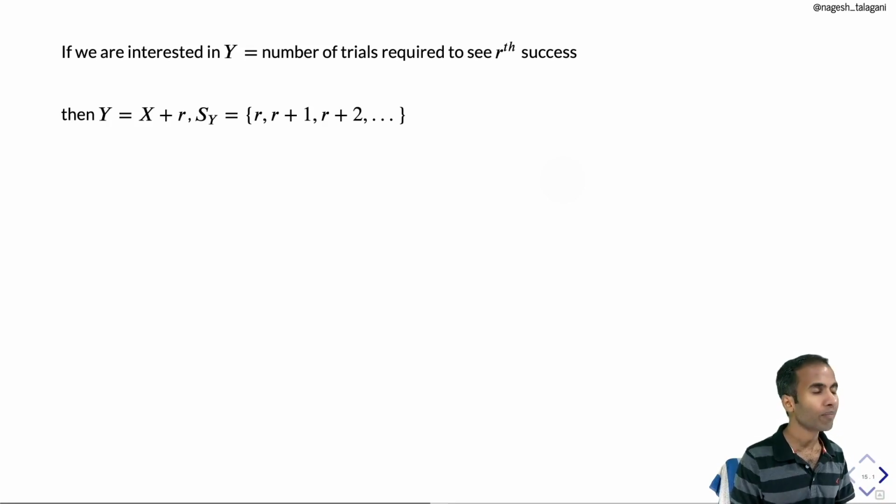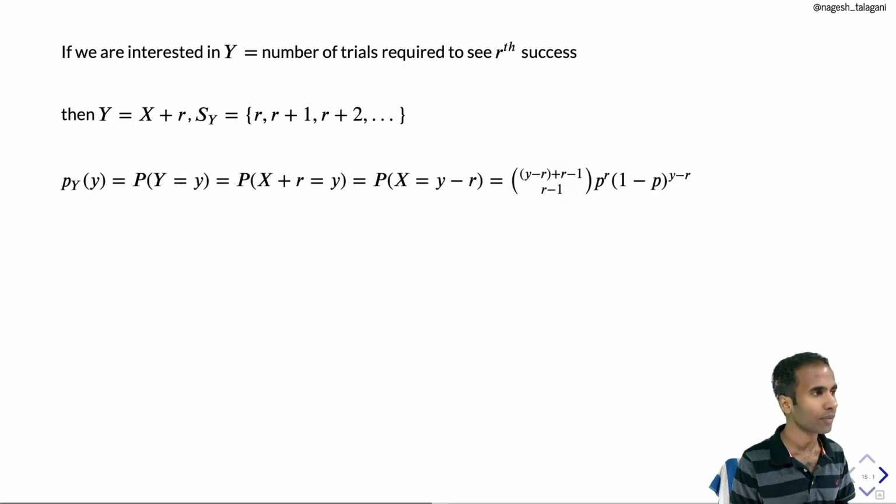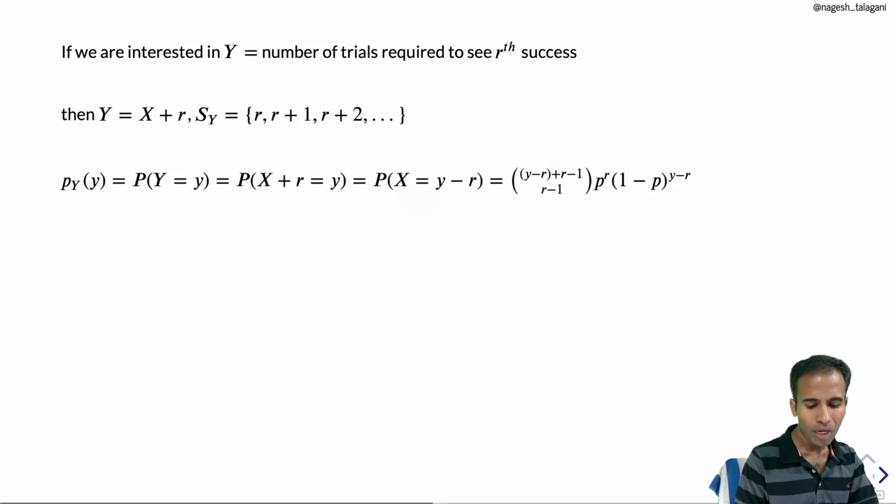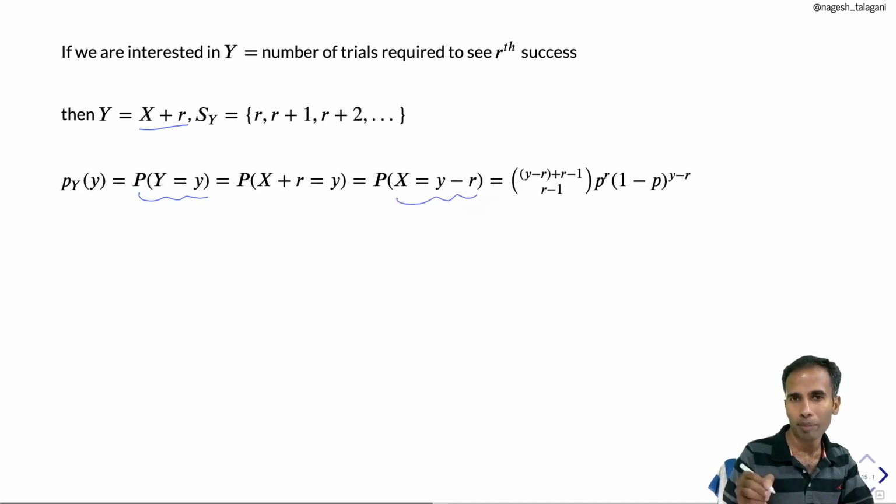Okay, fine. Now let us write down the PMF of Y in terms of the PMF of X. Okay, PMF P_Y(y) equals probability of Y equal to y. Here Y equals X plus r, right? So Y takes the value y if and only if X takes the value y minus r. Now we can use the PMF of X.